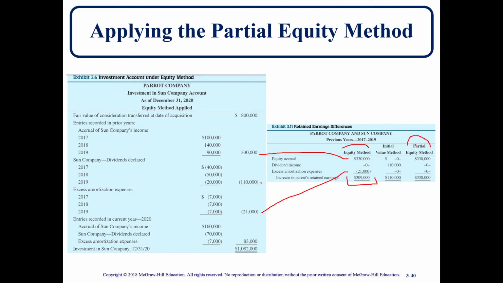However, since we use the partial equity method, we lack the amortization. So under partial equity method, our retained earnings is overstated. So we have to do an adjusting entry on consolidation basis to decrease our retained earnings to mirror the equity method. And in this case, the decrease will tie to the accumulated amortization and depreciation of 21,000.